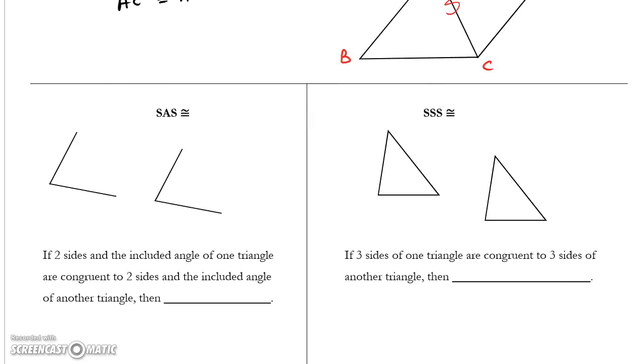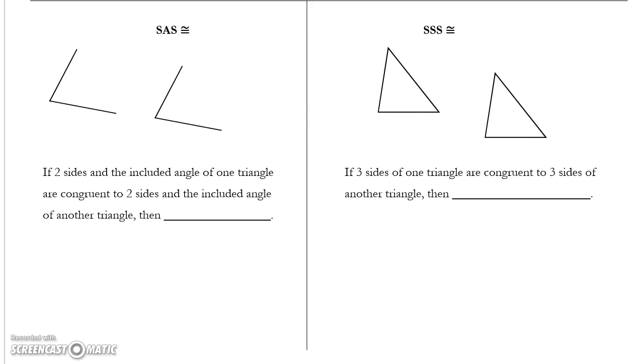So the first 2 congruence postulates is what these are called, that allow us to prove triangles are congruent. The first one is called side angle side congruence. It states that if 2 sides and the included angle, so the included angle means the angle formed by your 2 sides of one triangle, are congruent to 2 sides and the included angle of another triangle, then your 2 triangles are congruent.